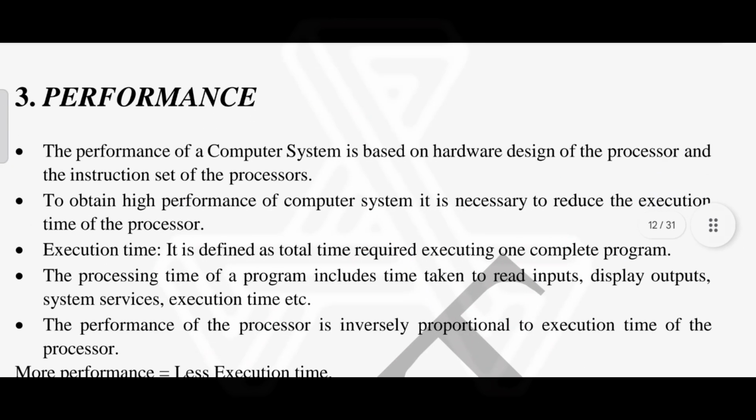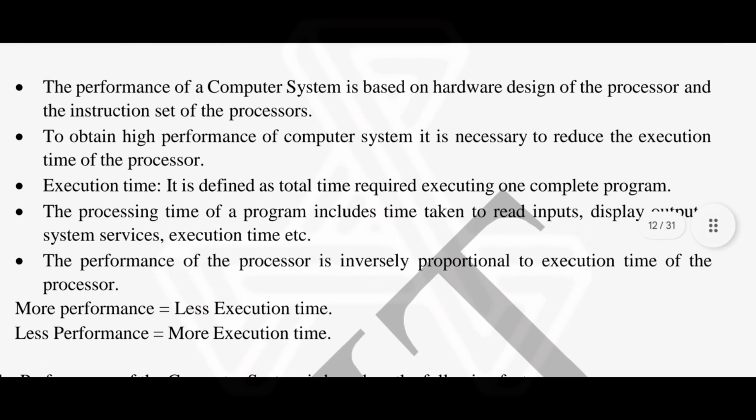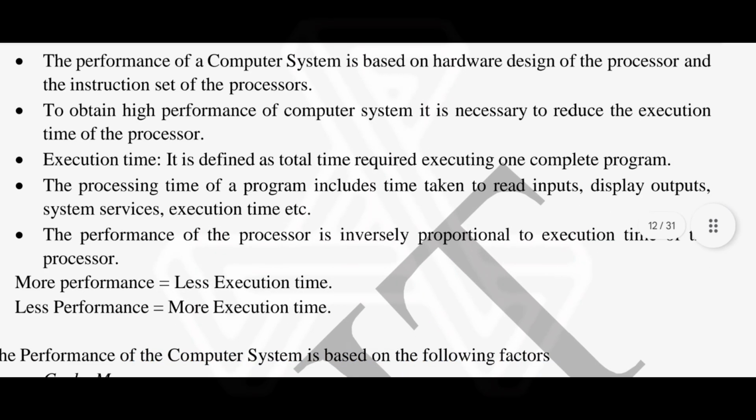Performance. The performance of a computer system is based on the hardware design of the processor and the instruction set of the processor. To obtain high performance of the computer system, it is necessary to reduce the execution time of the processor. Execution time is defined as the total time required to execute one complete program. The processing time of the program includes time taken to read inputs, display outputs, system services, execution time, etc.